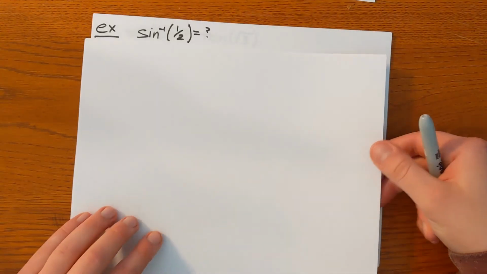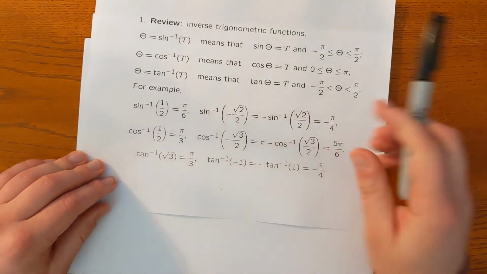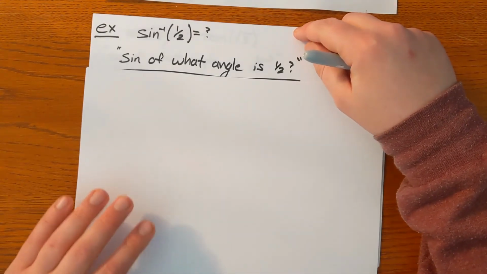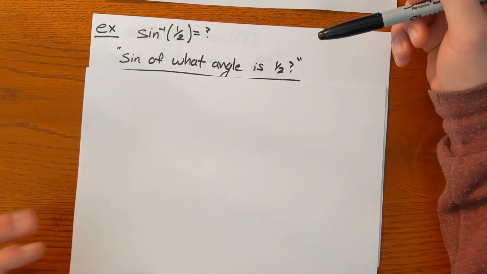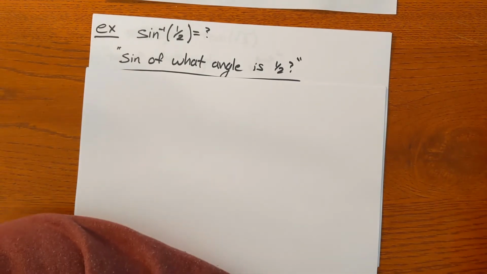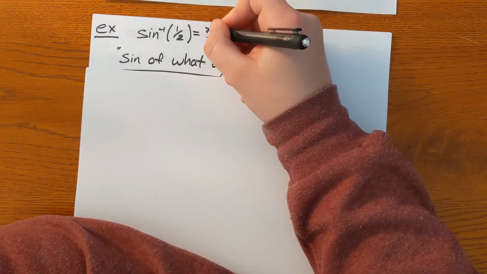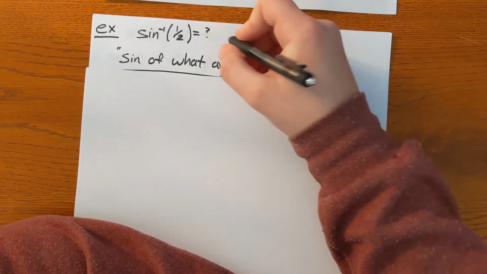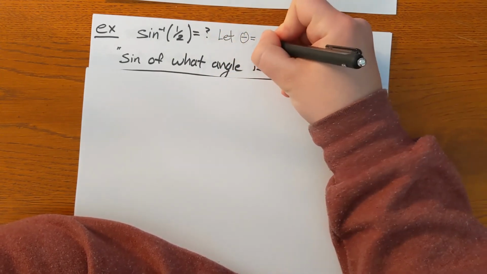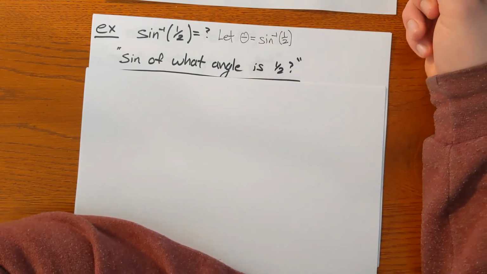Okay, so what about that first example? They want sine inverse of 1/2. How do we get to pi over 6? Well, what we're going to do is look at the unit circle, but we have to ask ourselves this question: sine of what angle is 1/2? Because here's what's going on. We don't know what this equals, so we're going to assign it to be theta. We're going to let theta equal sine inverse of 1/2.